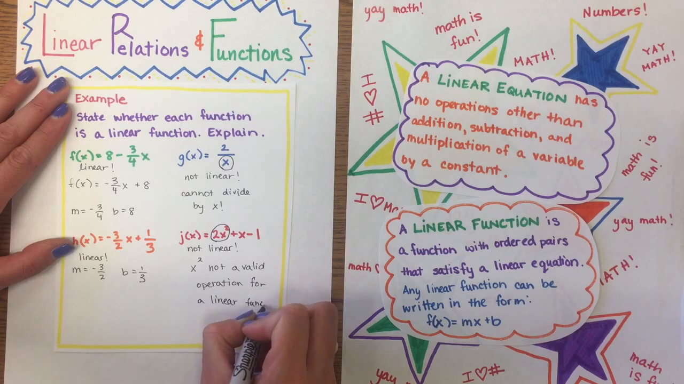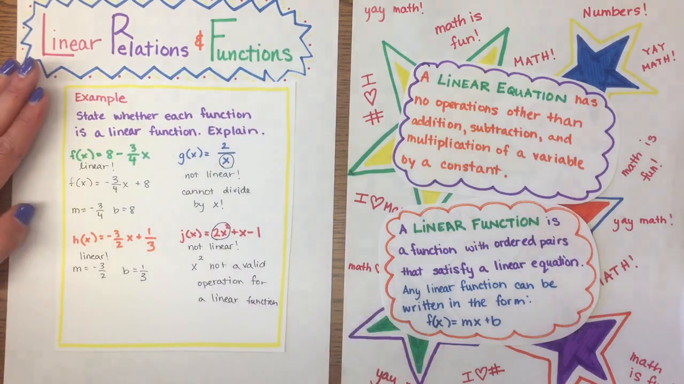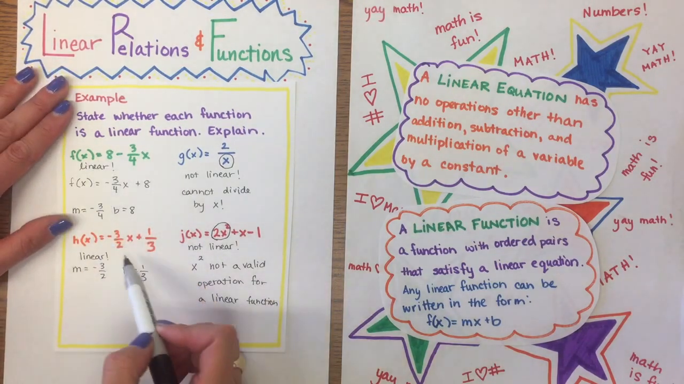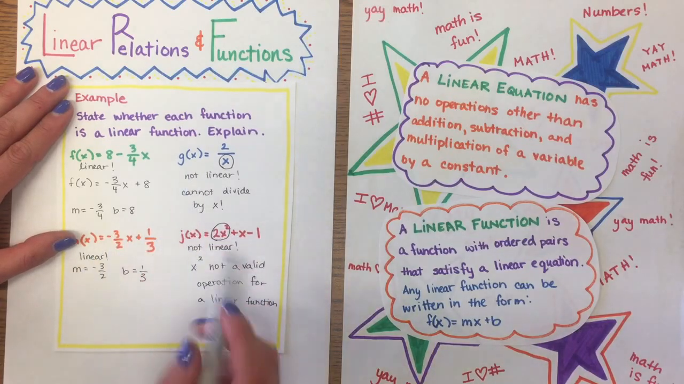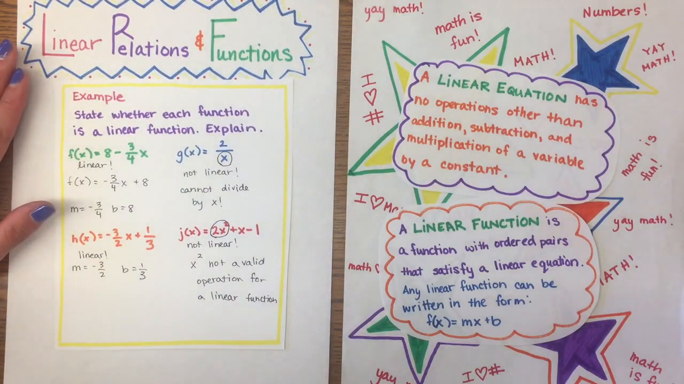If you look at the graphs of each of these, if you were to graph them on your calculator, you would see that f and h both graph to be lines, while g and j do not look like lines. They have a curve to them.